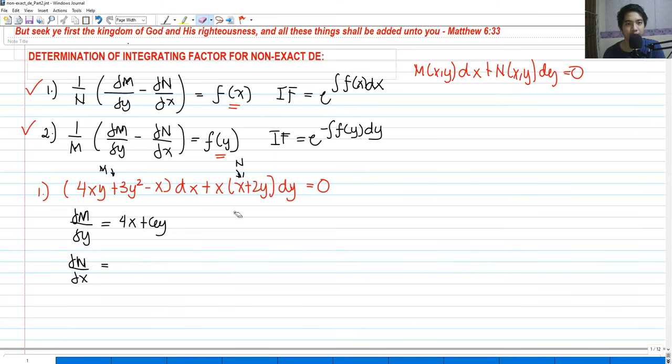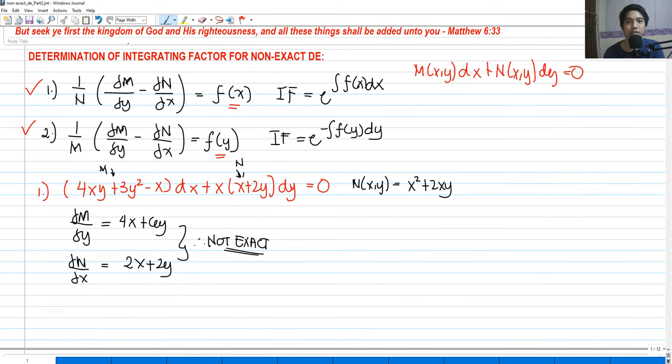I would rewrite first the N in terms of x and y. I distribute x, so I have x squared plus 2xy. That is our N because of the x here, now we distribute the x. So the partial of N with respect to x would be 2x plus 2y. You see, they are not equal, therefore this is not exact. So what we are going to do is determine the integrating factor, because this integrating factor, when multiplied on the whole equation, would make our differential equation exact. That is very important.